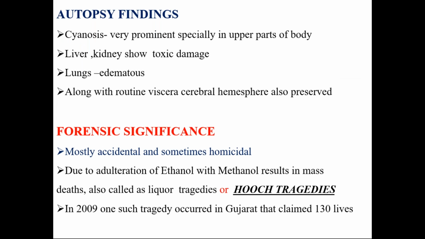What are the autopsy findings? You can see cyanosis because of the acidosis, very prominent especially in the upper parts of the body. The liver and kidney show some toxic damage, and there can be congestion. Lungs are edematous, along with the routine viscera. Cerebral hemispheres are also involved. In alcohol poisoning, one organ preserved apart from the routine viscera is the brain, so cerebral hemispheres are to be preserved in any case of alcohol poisoning at autopsy.